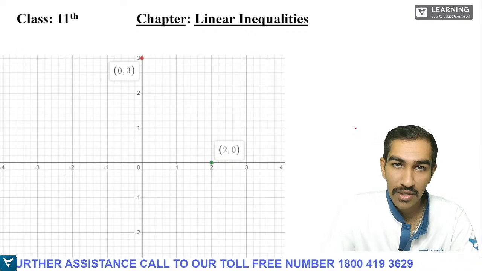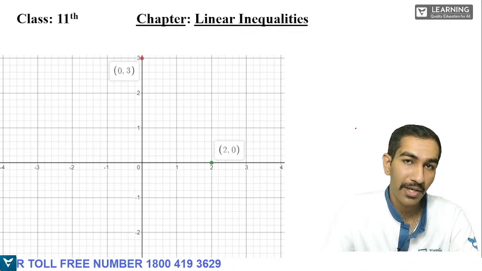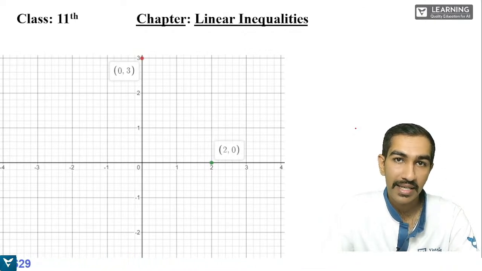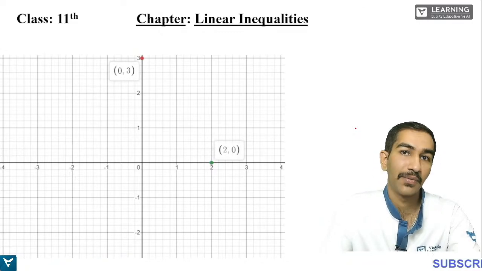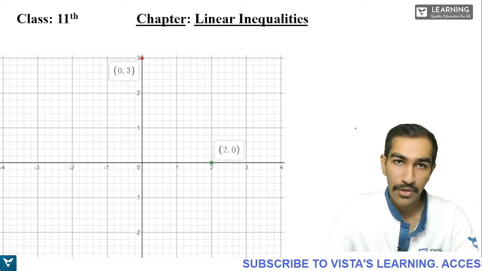Once we get the values of x and y from the equation, we'll put x is equal to 0 and find out the value of y. We'll put y is equal to 0 and find out the value of x. By doing this, we'll get those points. Those points are plotted on the graph. That is (0, 3) and (2, 0). Two points you got, right?